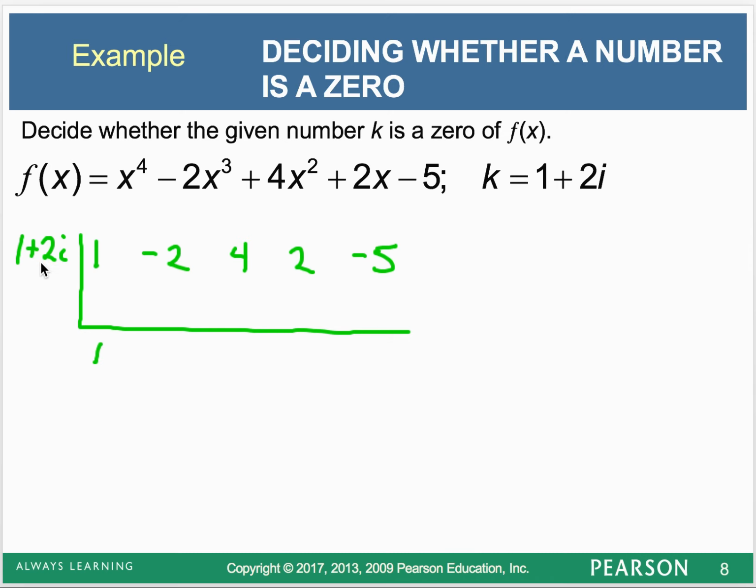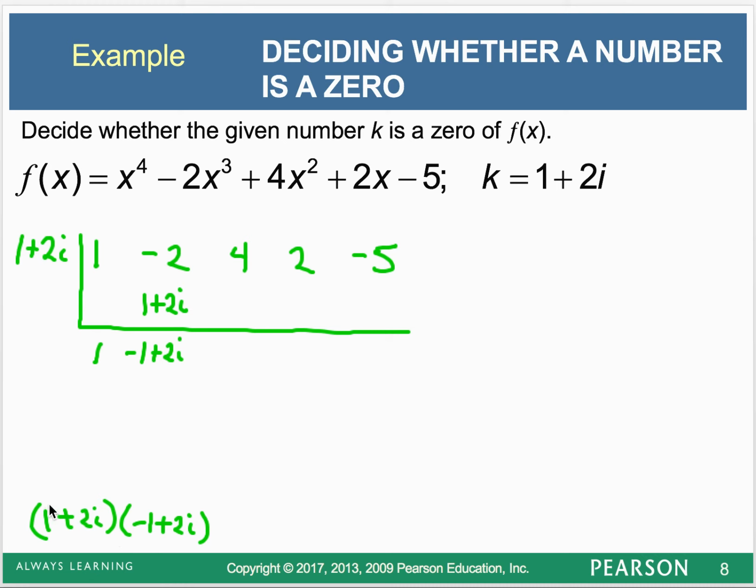So 1 plus 2i times 1 is 1 plus 2i. Add them together. You only add the real number parts and the imaginary parts. So -1 plus 2i. All right, I might have to come down here and multiply that out. 1 plus 2i. All right, if I was smart, I'd rearrange that and recognize that it's not a perfect square trinomial, it's the difference of squares. Make my math really easy.